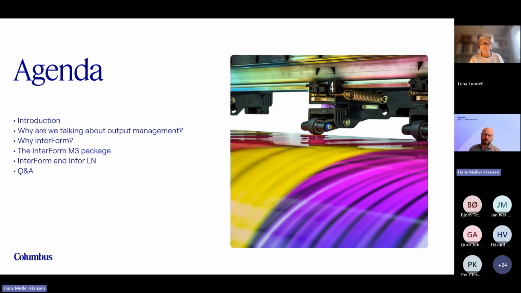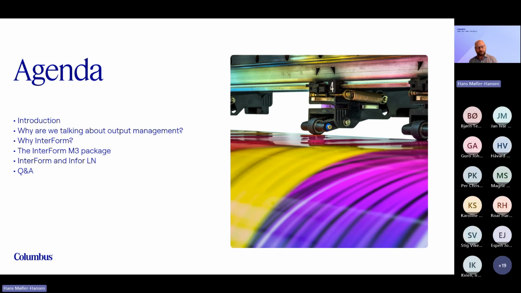Why am I talking about Interform? What difference does that make? Because we do have, at least in M3 Cloud or in LN, standard functionality for output. So why are we even talking about Interform? Then I'll talk a little bit about the Interform M3 package, so specific for the M3 users here. And then I'll talk a little about LN, and then an open mic, just ask any questions.